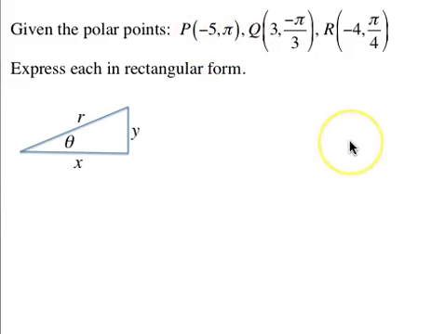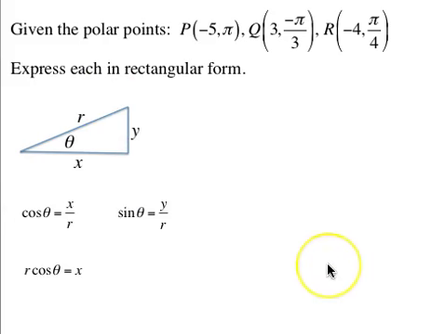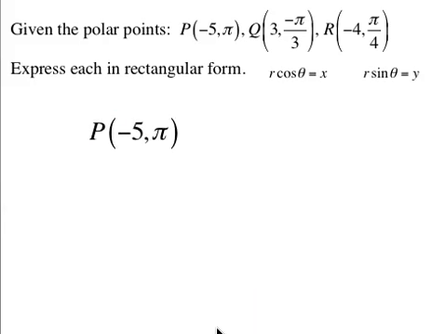We're given r and theta. Well, we see cosine of theta is adjacent over hypotenuse, so cosine of theta is x over r. So r cos theta is x. Sine of theta then is y over r, opposite over hypotenuse. So r sine theta is y. So I have r and I have theta. To convert them to x and y, these are the formulas I'm going to need to use.